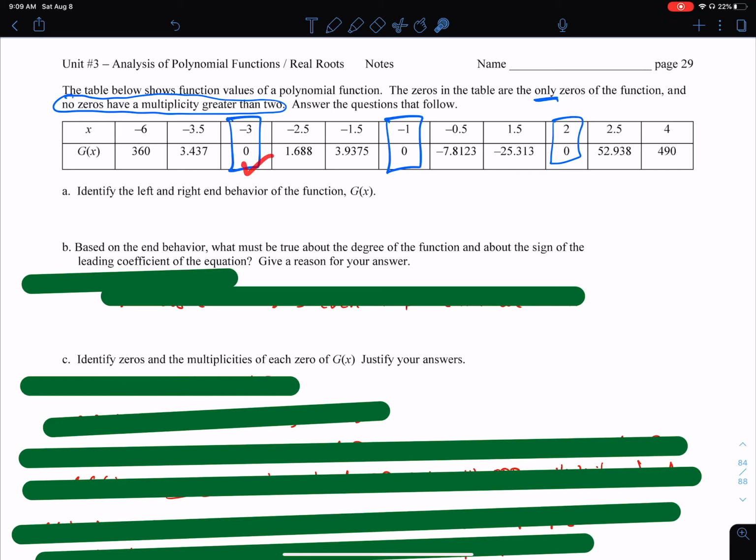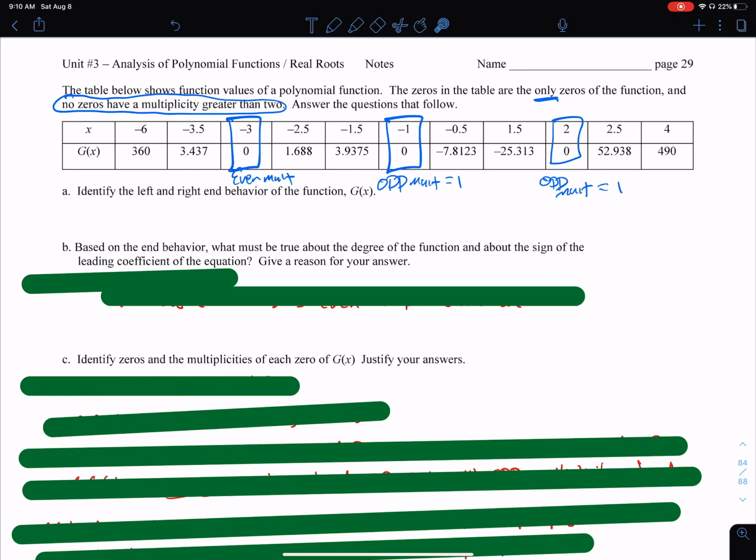So we have 1, 2, 3 zeros, 3 distinct, unique zeros. This one here is going to be even. And I know that because the y values aren't changing at the x-intercept. This one here is going to be odd because the y values are changing signs. When I say odd, I mean odd multiplicity. This last one is also an odd multiplicity. Now, these odd multiplicities have to be 1 because no multiplicities are greater than 2. So I can say for sure these are each 1.